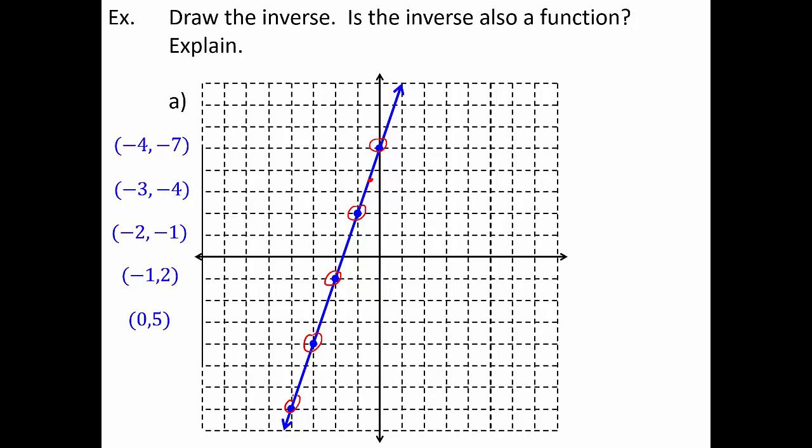That's the original function. The inverse would be the exact same numbers, but in the reverse order. Just switch the x's and y's. Once I've done that, I can go ahead and start re-plotting my coordinates. -7, -4 is right here. -4, -3, -1, -2, 2, -1, 5, 0. Again, I could find as many coordinates as I want or as few as I want. I didn't necessarily need all 5 of these coordinates. I do see a line here, and when I'm drawing a line, I only need 2 points to draw a line, but the more, the safer you're going to be.